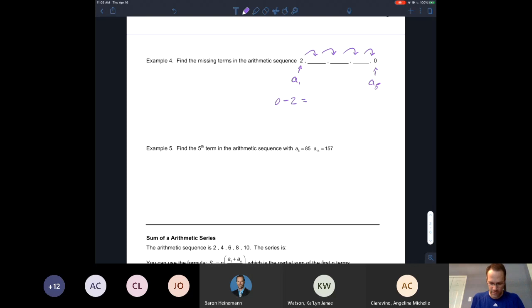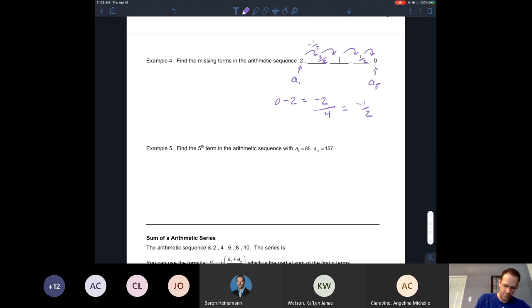0 minus 2 is -2. Then I've got to divide that into 4 parts, and I'm stepping down by a half every time. So if I'm just going -1/2, then this is 3 halves, and this is 1, and this is 1/2, and then I get to 0. My common difference is -1/2.